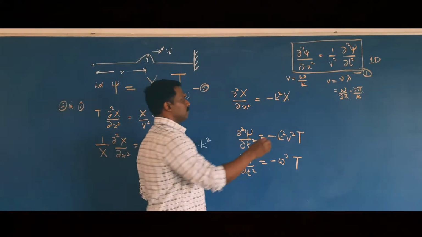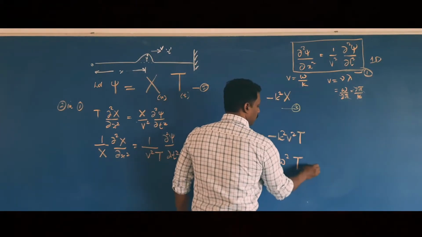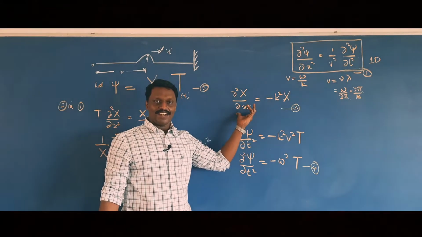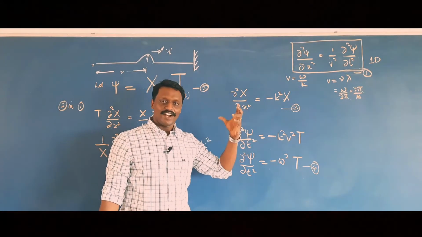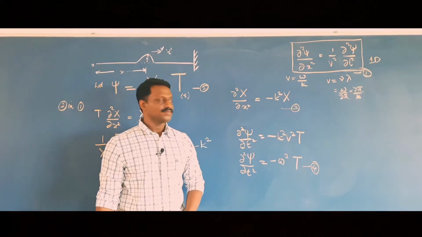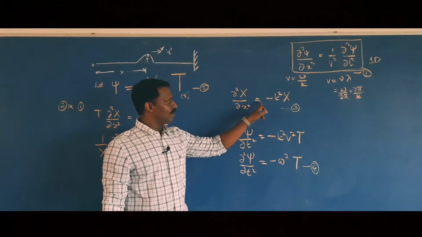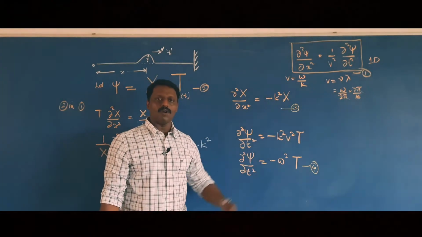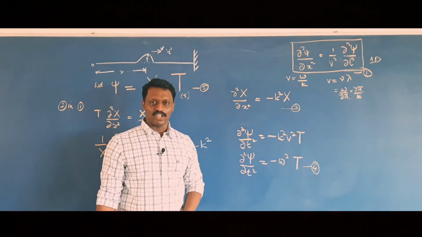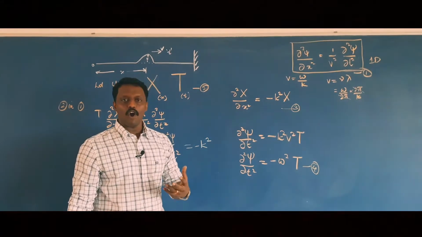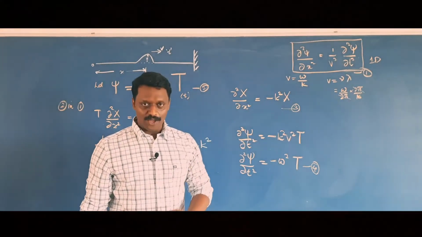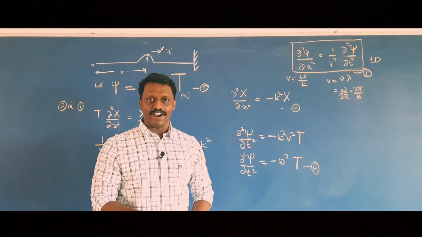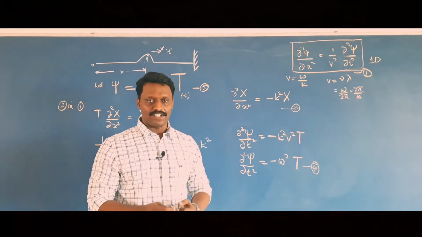Now let us write this as equation 3 and equation 4. Equation 3 represents a homogeneous differential equation: ∂²X/∂x² = −k²X. Similarly, equation 4 also represents a homogeneous differential equation. The solution of a homogeneous second order differential equation can be represented as a combination of the sine and cosine function, or alternately as the exponential term.